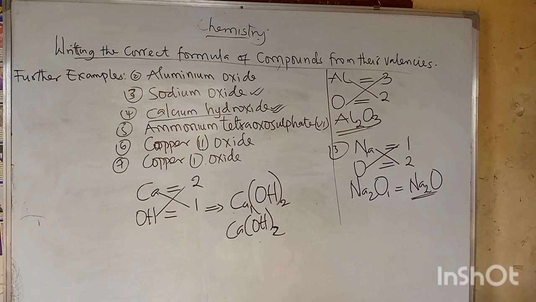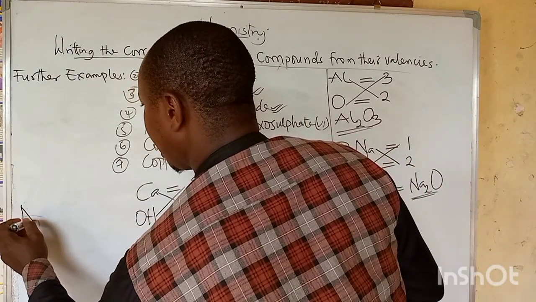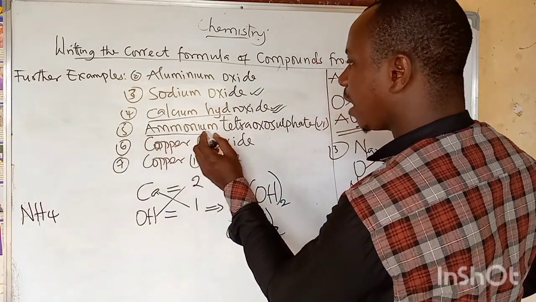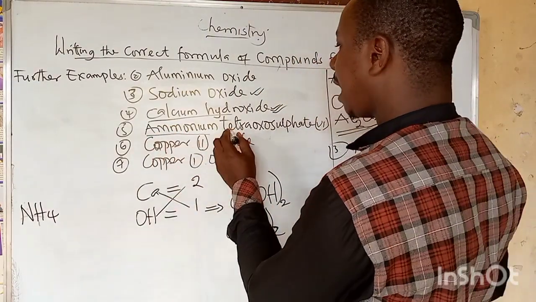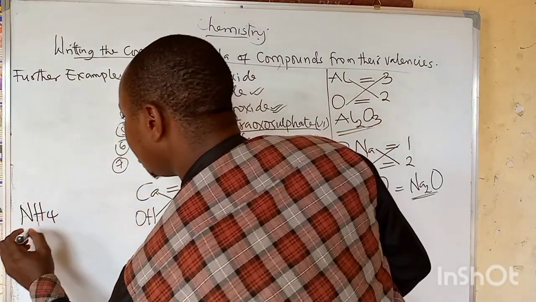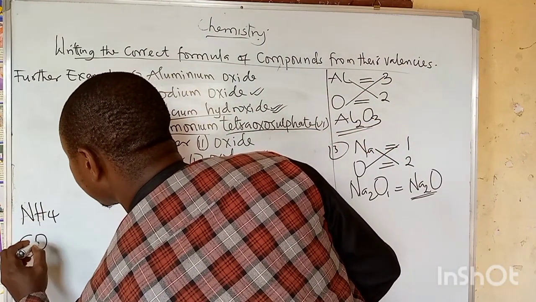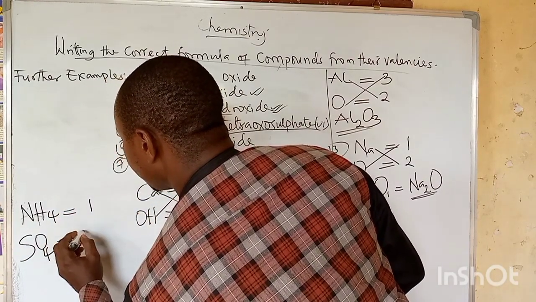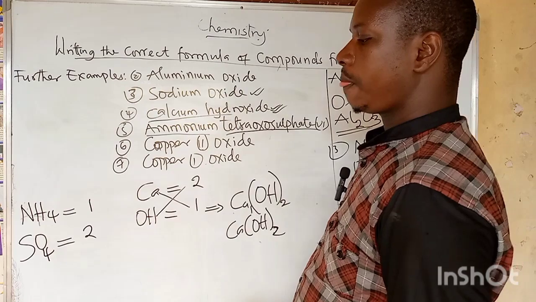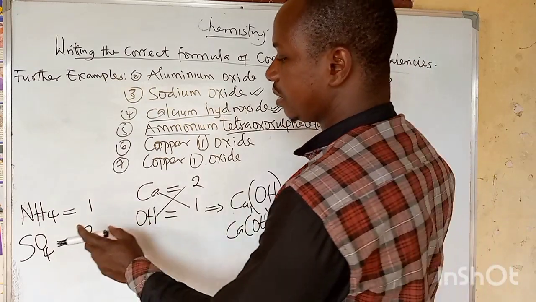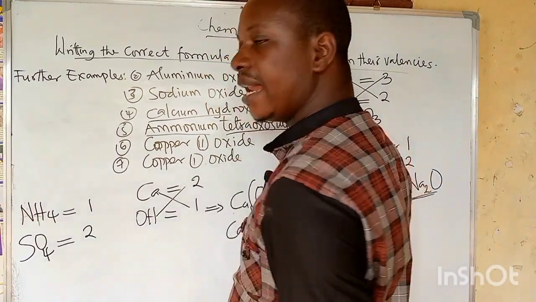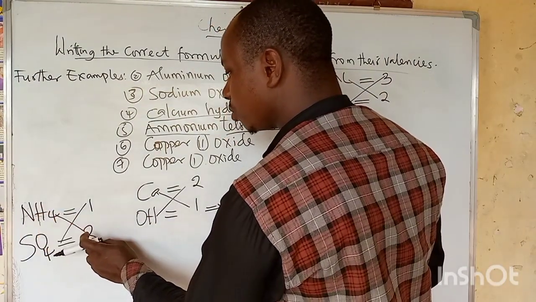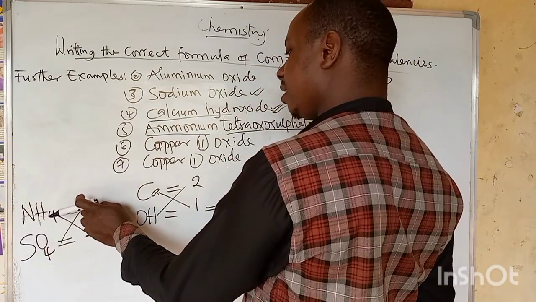Ammonium tetraoxosulfate 6. Ammonium is NH4. Now, tetraoxosulfate 6 is SO4. Valency of this one is 1. Valency of this one is what? 2. Just mind how I'm doing it. Tetraoxosulfate 6 is SO4. Ammonium is NH4. So they are going to exchange their valencies. Ammonium will take this one. Sulfate 6 will take this one.